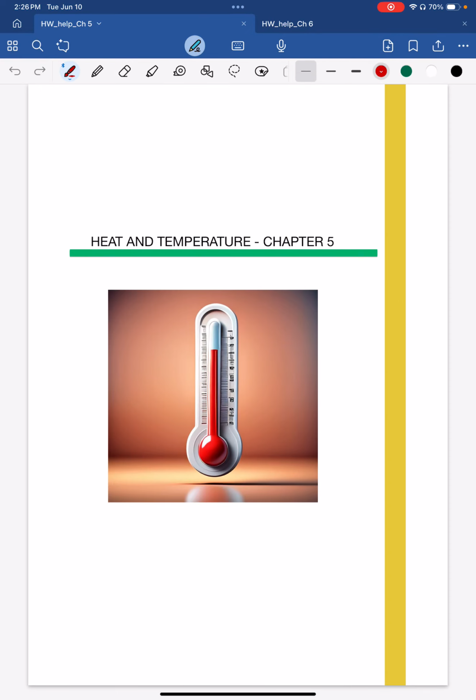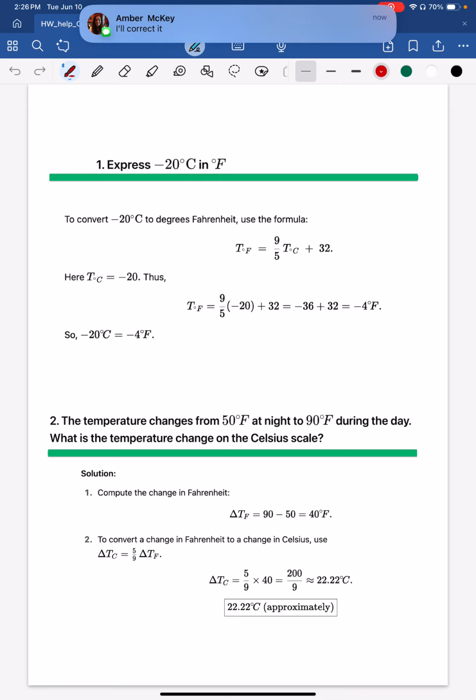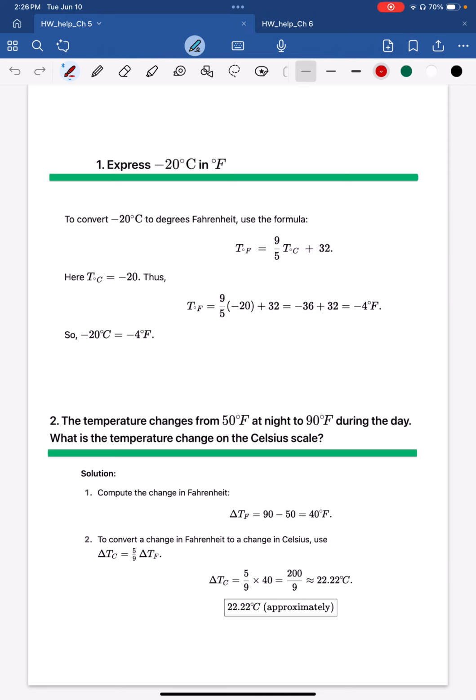So here is chapter 5, heat and temperature. In this chapter, you have to know how to convert from one scale of temperature to the other. And that's what the first question is talking about. It's talking about changing minus 20 degrees Celsius into Fahrenheit. And for that, there is a formula that you have to know.